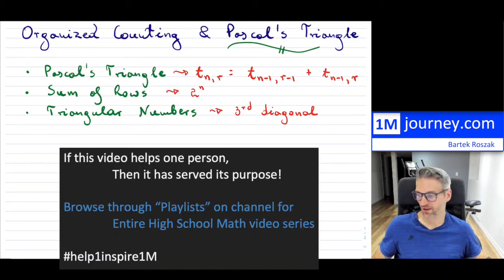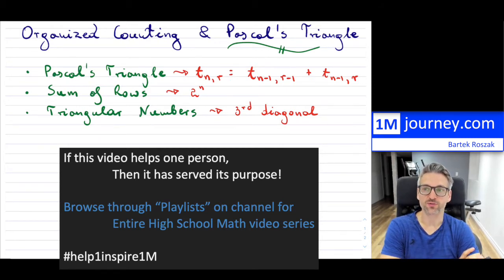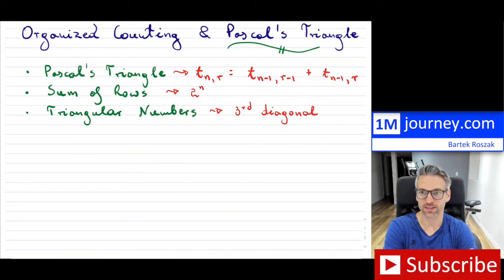Organized counting, and you return to Pascal's triangle. So when you're in grade 12 and you're doing the data management and probability course, at some point you're going to get into this organized counting and then utilizing Pascal's triangle. You're going to run into it actually on several occasions.